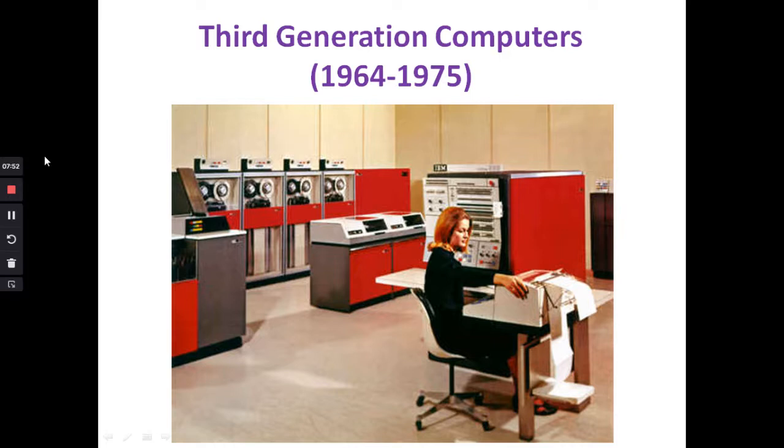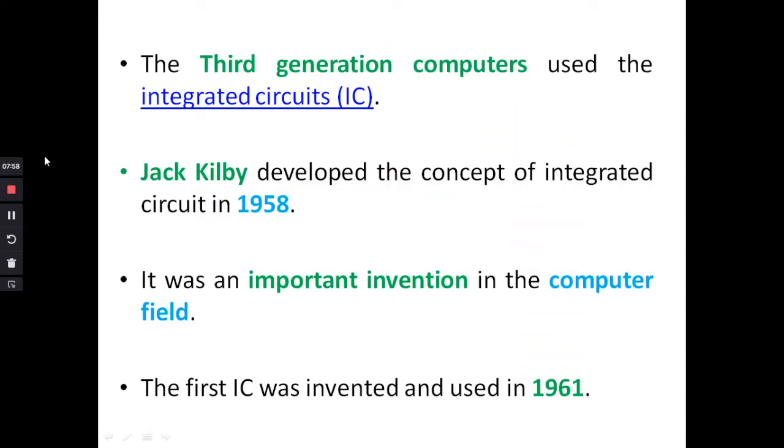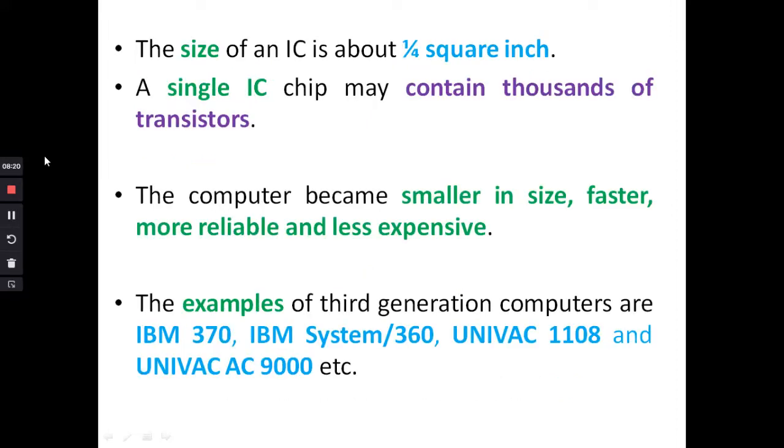The size has been reduced to something like a tape recorder, but it also has some magnetic tapes and everything. These computers used integrated circuits for processing. It was developed by Jack Kilby in 1958. This is the most important invention in the computer field. The first IC was invented in 1958, then it was used in 1961.